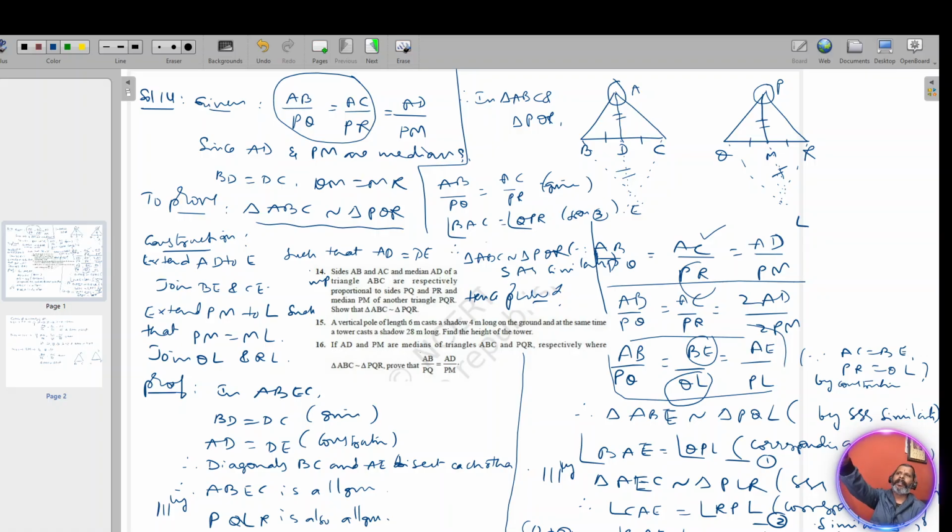So we assumed A, which is in ABE, equal to P in PQL. This one we assumed. Similarly, we can prove the other part of the triangles are similar, that is AEC and PLR. Please pay attention while I am explaining here. So we can get the corresponding angles of the similar triangles. Here you should write corresponding angle. So by adding those two, we got BAC equal to QPR. We are done. Okay. We'll move to the next question.